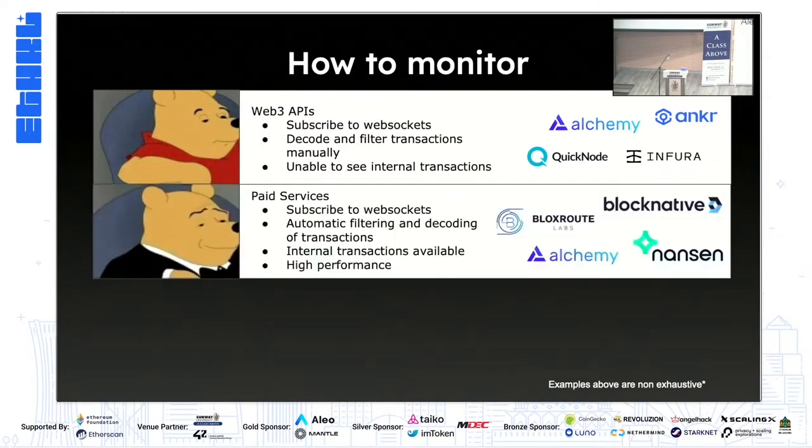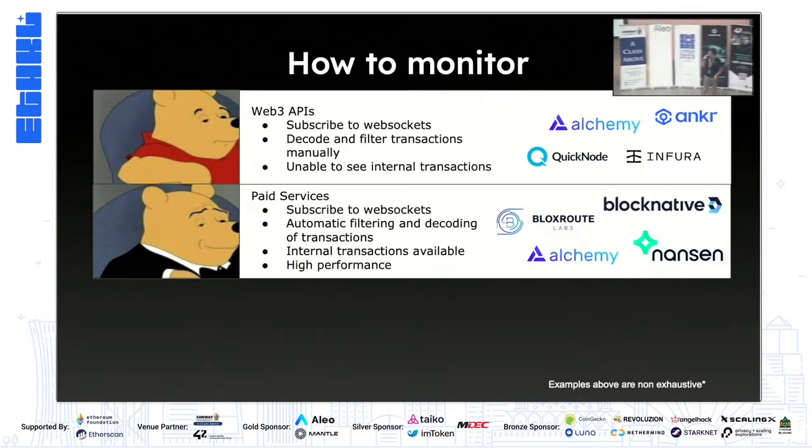So there are these companies, just to name a few: BlocksRoute, BlocksNative, Alchemy has them, Nansen. You're going to have to pay money to them to subscribe to also a WebSockets endpoint, and you get a lot more information, and it's much easier to work with. You just tell the service provider what address you want to monitor, what address you want to spy on, and as soon as it detects anything related to that address, it's going to send you all the information you need, including internal transactions. It also results in higher performance as a result.